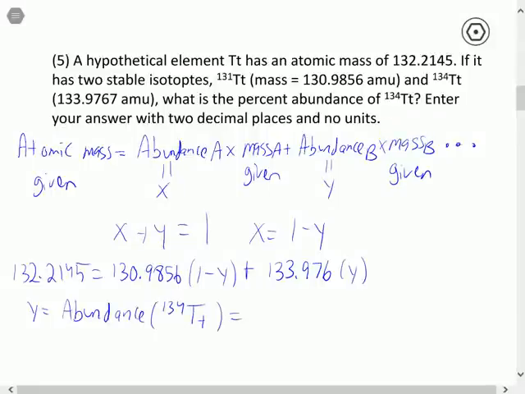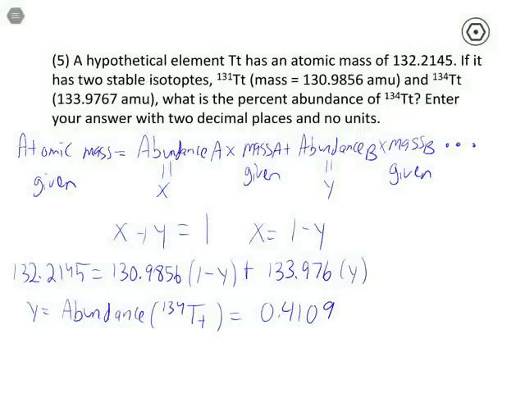If we do the algebra, I'm not going to work through it in great detail, but we get 0.4109. With these types of questions, when we're talking about percents or abundances or fractions, you have to read the question and see exactly what it's asking for. We're looking for the percent abundance, so for percent, we need to multiply by 100. If we wanted the fractional abundance, we would stop there. So always read closely.